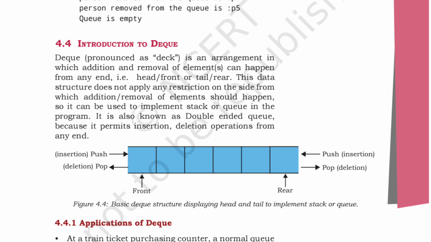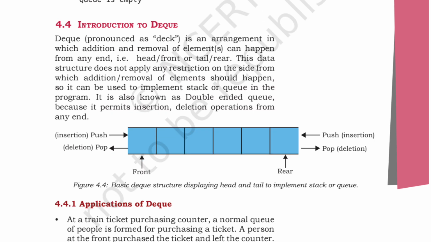So over here we are just calling it a deck. We are performing deletion, that is removal of an element, from the end, that is head or tail, which you have to remember. This data structure does not apply any restriction on the side on which addition or removal should happen, so it can be used to implement a stack or a queue. It is also known as a double-ended queue because it performs insertion and deletion operations at both ends.